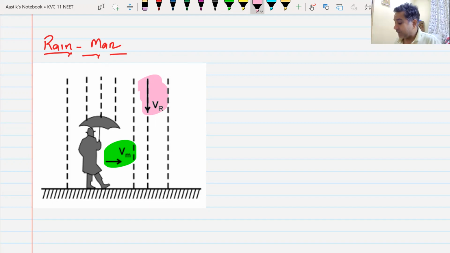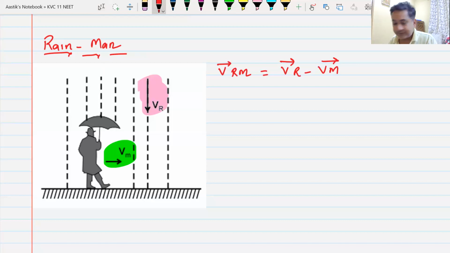So if you have to find out, there are two things that they will ask. If you have to find out the velocity of rain with respect to man, how will you find out? You will find it out as velocity of r minus velocity of m. Yes or no?